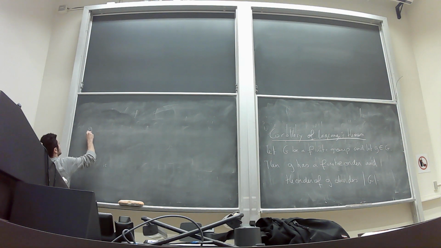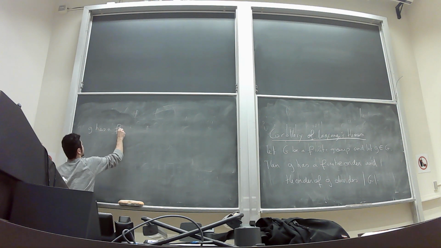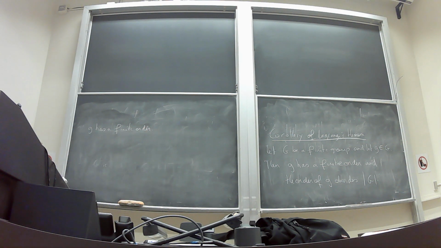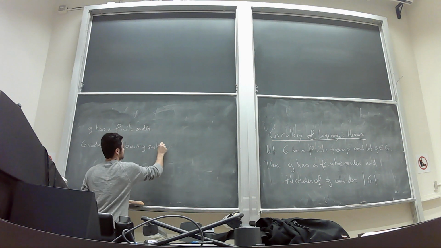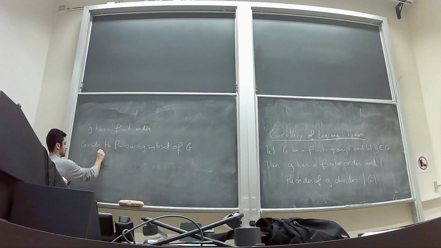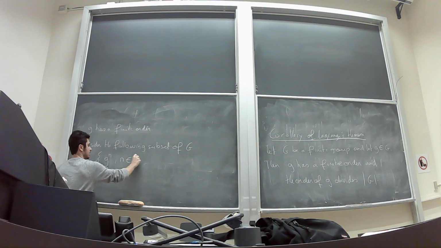So this is: g has a finite order. This is a good argument. This is a cool argument. Consider the following subset of G. We take g to the n, as n belongs to the natural numbers. Okay, so take all the powers of g.